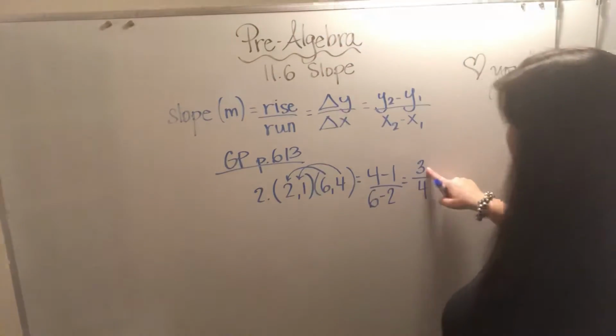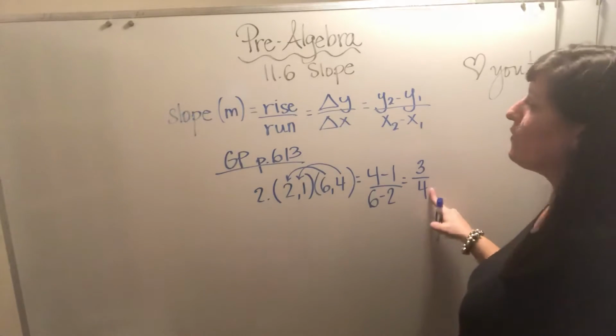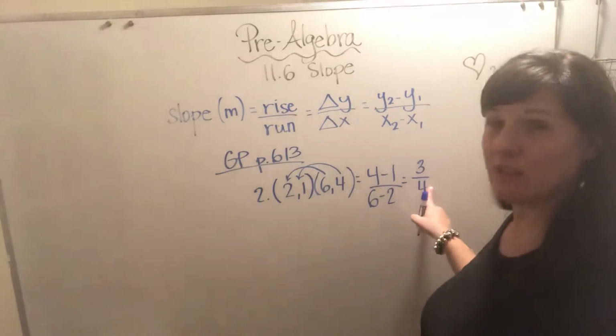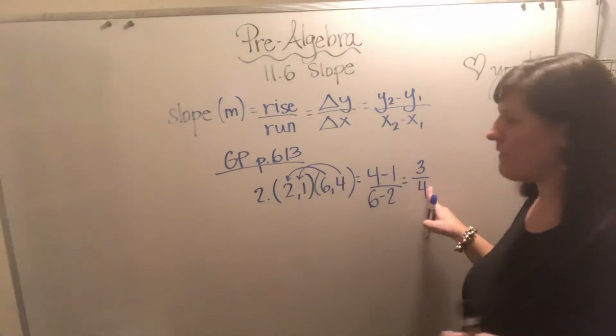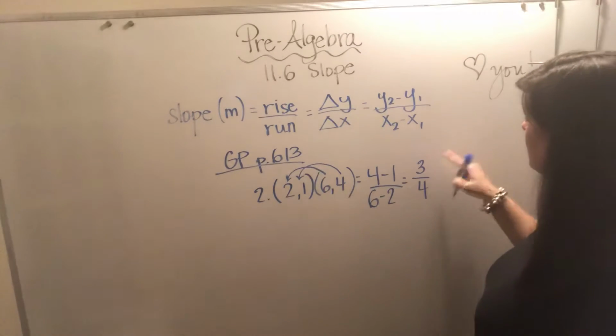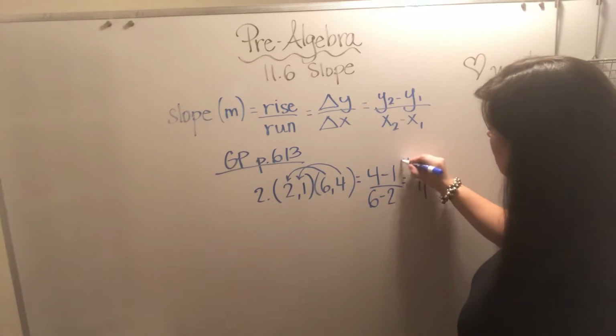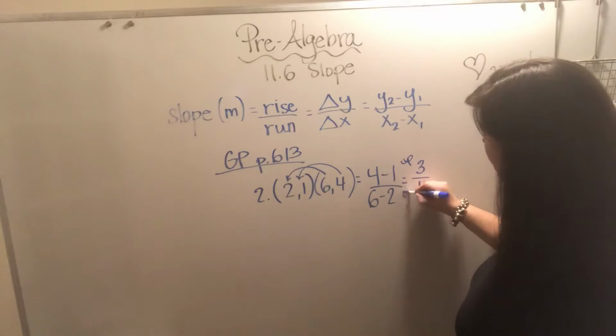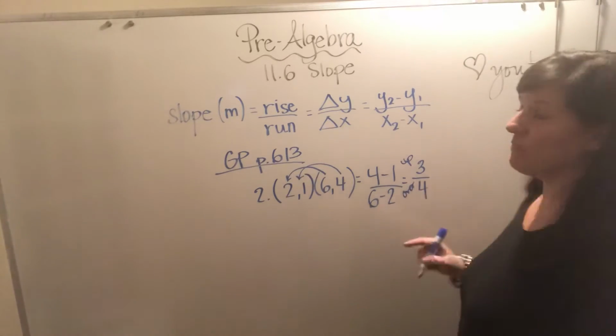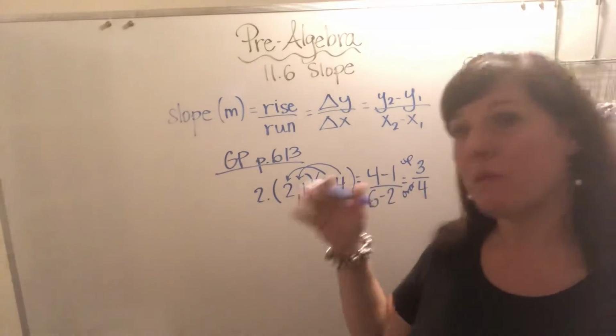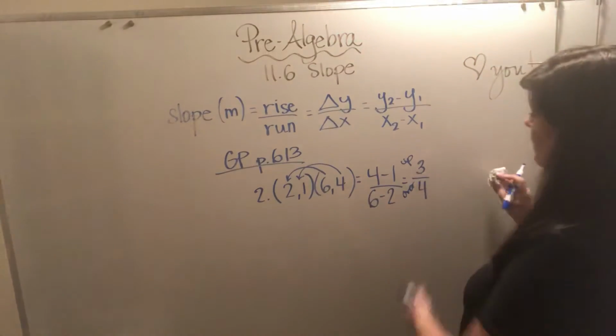Okay? Meaning, I go up 3 over 4. Now, that doesn't mean a lot to you now, but when you're learning to graph and putting this on a graph, this is your up and over. All right? So if I'm looking at that, I'm thinking, okay, my slope, I'm up 3 over 4. And those are both positive.